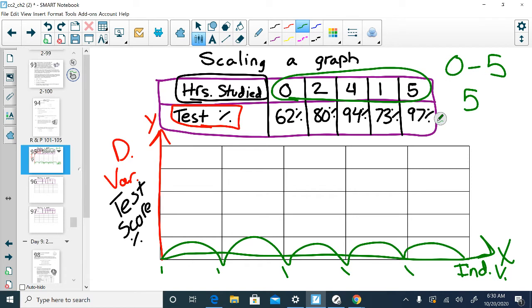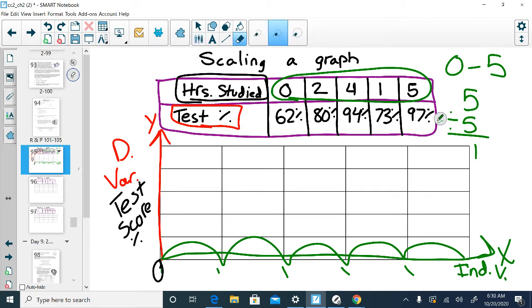We're going to start at 0 here in this first one. And if we do 5 divided by the number of jumps that we're going to make, that's going to give us 1. So we're going to go up by 1 each time here. In other words, we start at 1 here, and we go to 2, 3, 4, and then end at 5. So we have our x-axis complete, and these are hours studied.